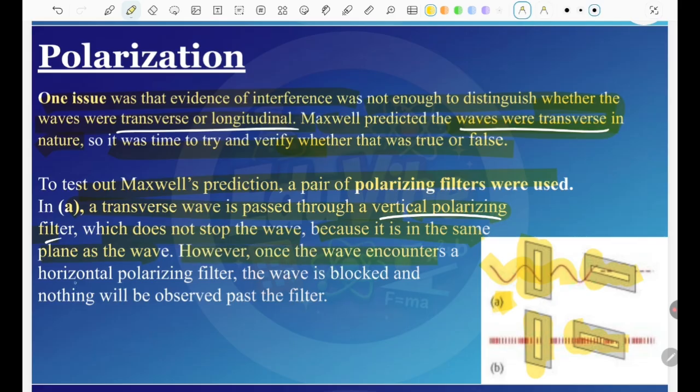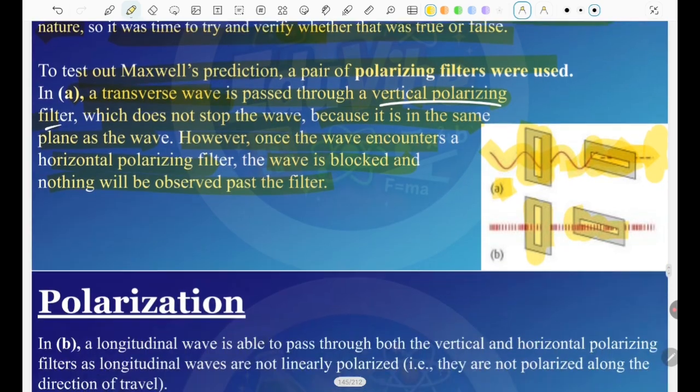However, once the wave encounters the horizontal polarizing filter, the wave is blocked and nothing will pass the filter. So when it goes to the other horizontal one, it doesn't pass through. You don't see anything over there. So the transverse waves can pass through the vertical polarizer, but they can't pass through the horizontal one.